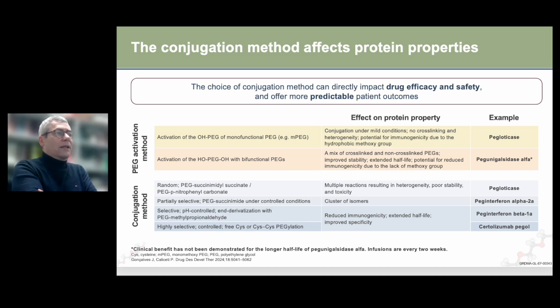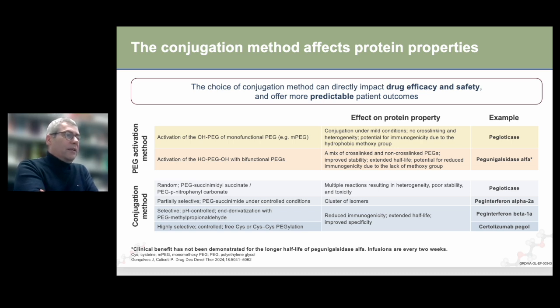Usually, PEG is activated only on one side to obtain mono-PEGylation. That means that one PEG chain is attached to the protein. When the PEG is activated on both sides of the chain, we obtain a bifunctional PEG with the possibility to obtain a cross-linked bioconjugate, like in the PEG unigalsidase alpha.